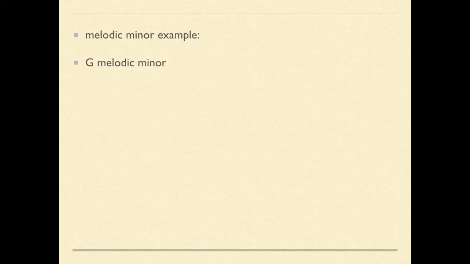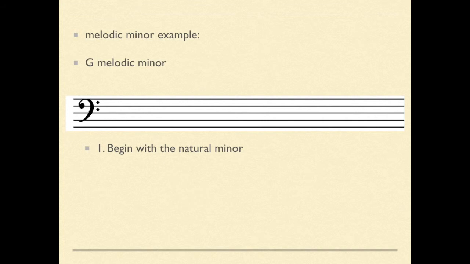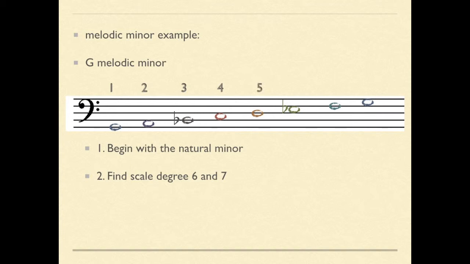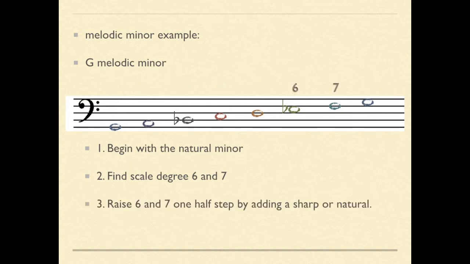Let's do one example. We're going to write a G melodic minor scale. So first we're going to begin with the natural minor, G, A, B flat, C, D, E flat, F, G. Second, we're going to find scale degrees 6 and 7. 1, 2, 3, 4, 5, 6, 7.